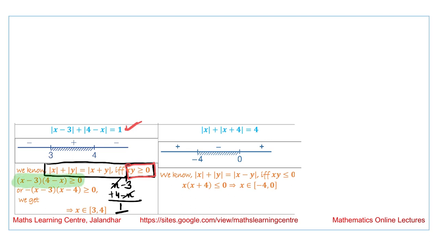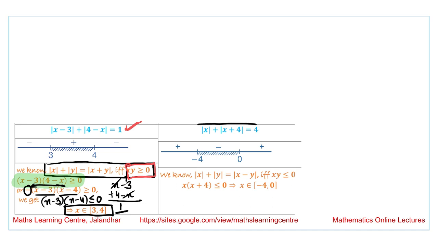So x into y, in this case, is (x minus 3) into (4 minus x) greater than or equal to 0. Now to solve this inequality we take the minus sign common to make the coefficient of x positive. We get minus of (x minus 3)(x minus 4) is greater than or equal to 0. It means (x minus 3)(x minus 4) is less than or equal to 0. So this implies that the value of x should lie between 3 and 4.